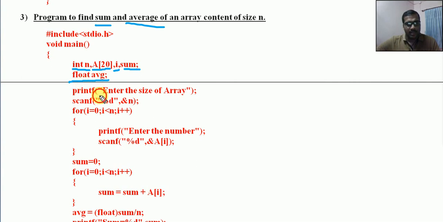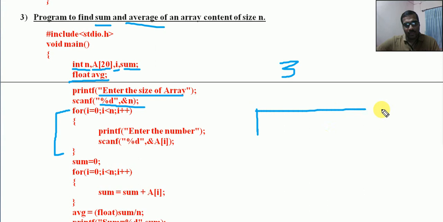Now enter the size of the array exactly as in the previous one. scanf of n, so n is equal to 3, for example, as in the previous example. Then for i equal to 0 to n minus 1, that is i equal to 0, i less than n. If it is 3, up to 2: 0, 1, 2, we need to read the elements. So this is the same loop, 0, 1, 2.